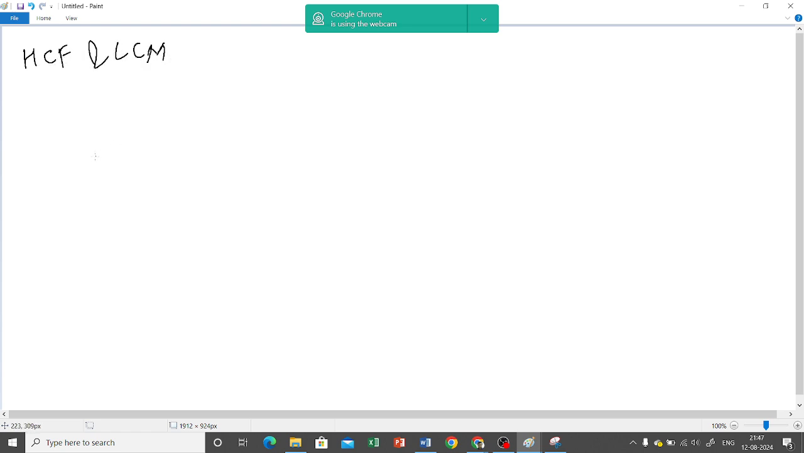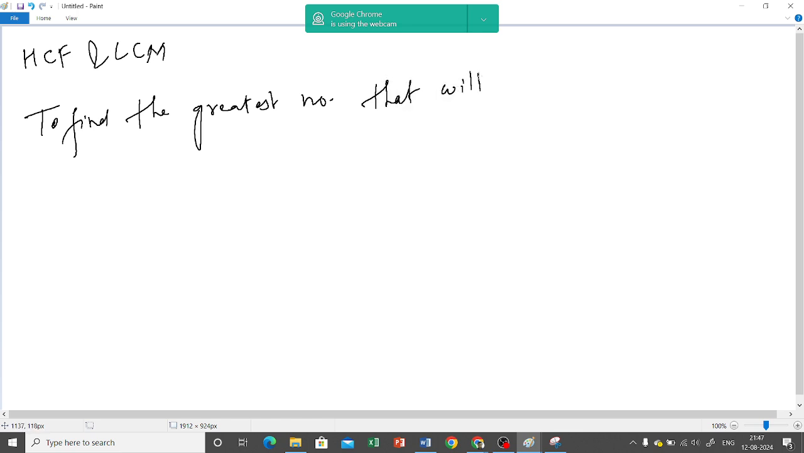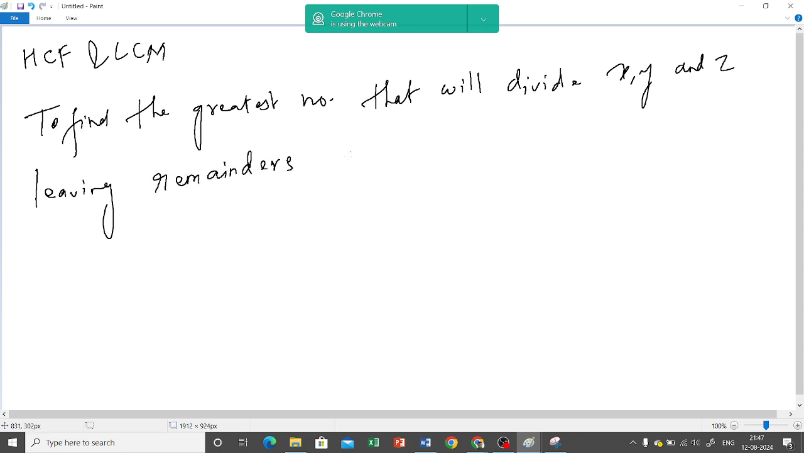HCF and LCM, okay. So write down: to find the greatest number that will divide x, y and z, leaving remainders a, b and c respectively.